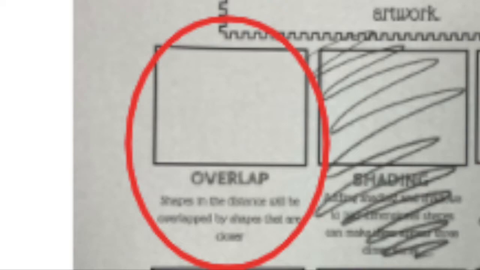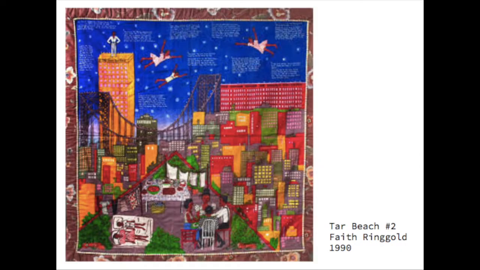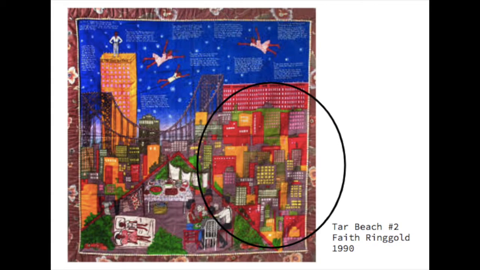And this is when shapes in the distance will be overlapped by shapes that are closer. Let's take a look at a work of art by Faith Ringgold called Tar Beach No. 2. This was created in 1990. So if you look at her artwork, there is lots of overlapping. When you look at the buildings, they are all on top of each other. So the buildings that are closer to us are on top of the buildings that are further away.